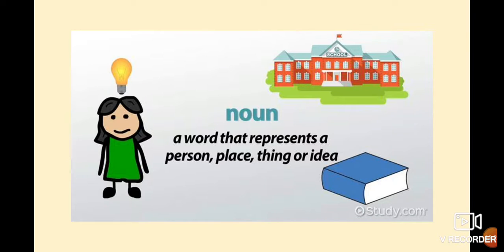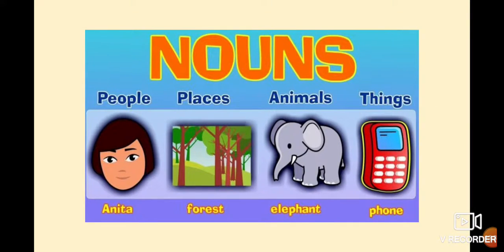This one is the second part, noun. You know that a noun is a word that represents a person, place, thing, or idea. We have nouns that are proper and others that are common. For example, people: we have Anita, the proper name of the common noun, people. Forest, a common noun. Elephant, a common noun of animal. Phone, a common noun of things. Remember, a noun is when you name people, places, animals, or things.